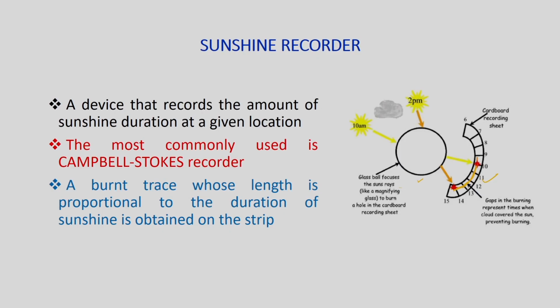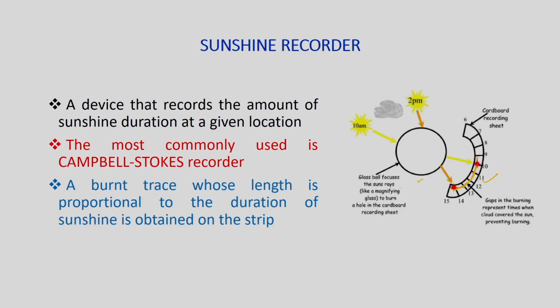So, this device records the amount of sunshine duration at a given location, and a burnt trace whose length is proportional to the duration of the sunshine is obtained on the strip. Once we know this burnt trace, from that you can calculate the duration of the bright sunshine hours. So, this is a very good instrument.